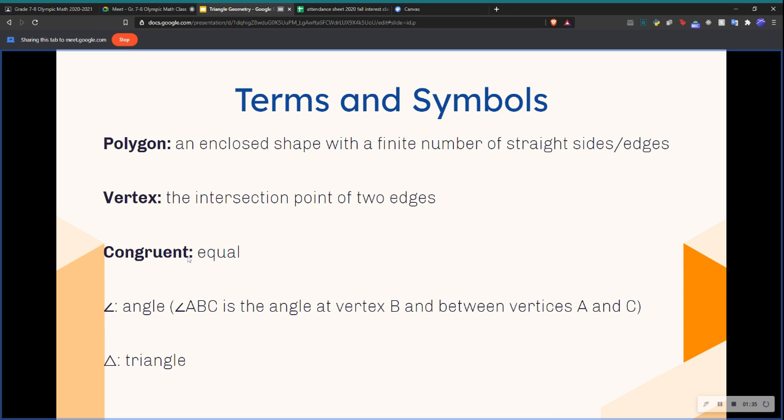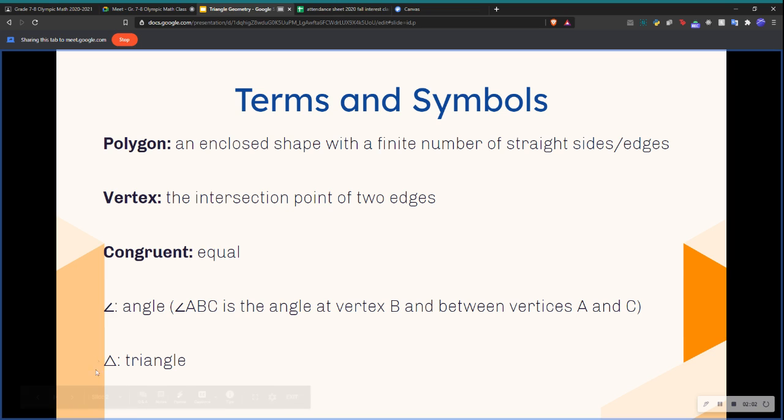Now the third term, congruent. Congruent is just another term that means equal. So for example, I can say that two sides are congruent, or two shapes, like two triangles, are congruent. So they're equal in shape and size. Usually we don't use the term equal when referring to geometric problems. We usually use the word congruent instead of equal for geometry.